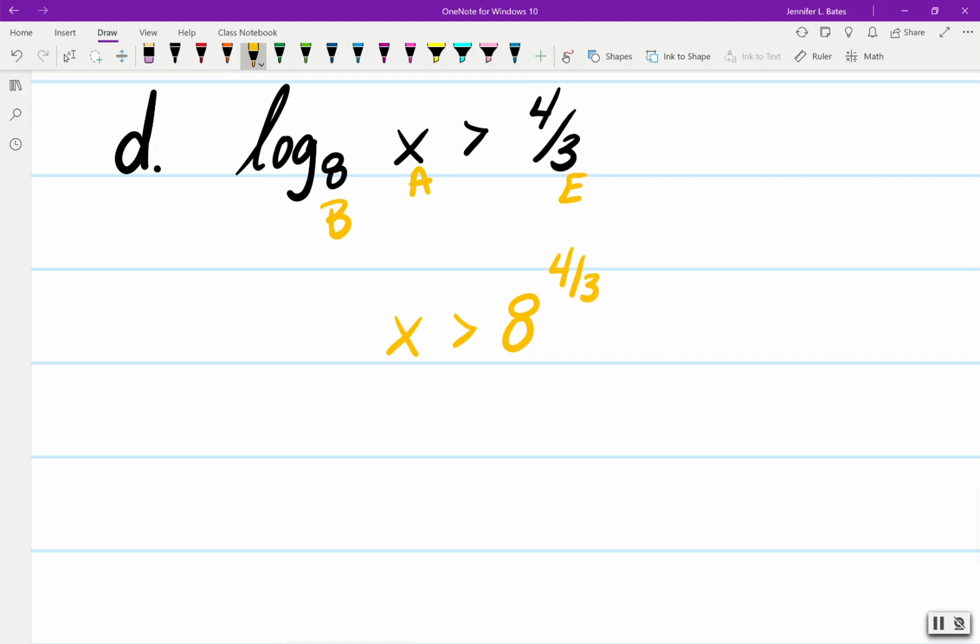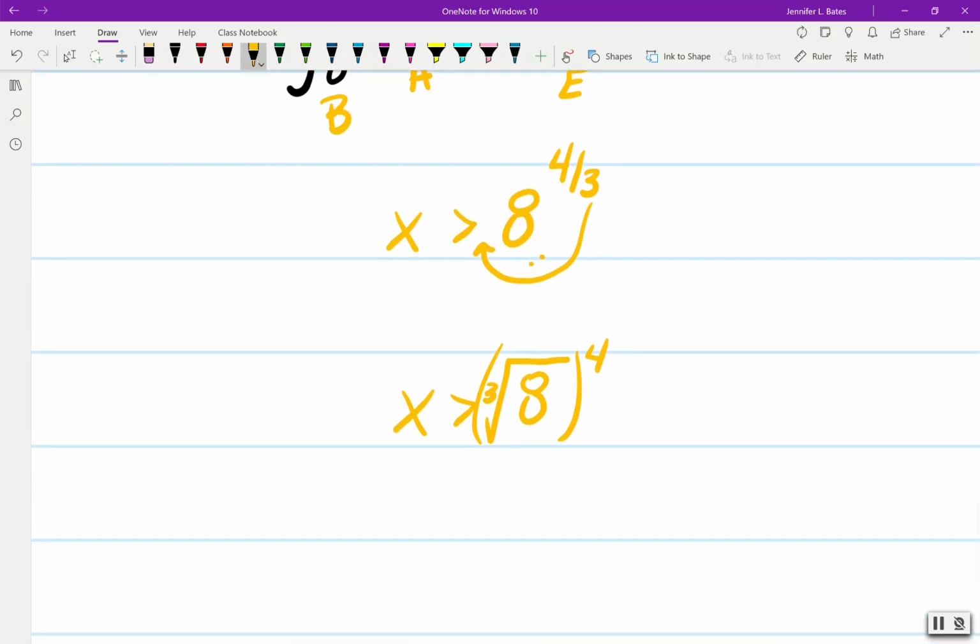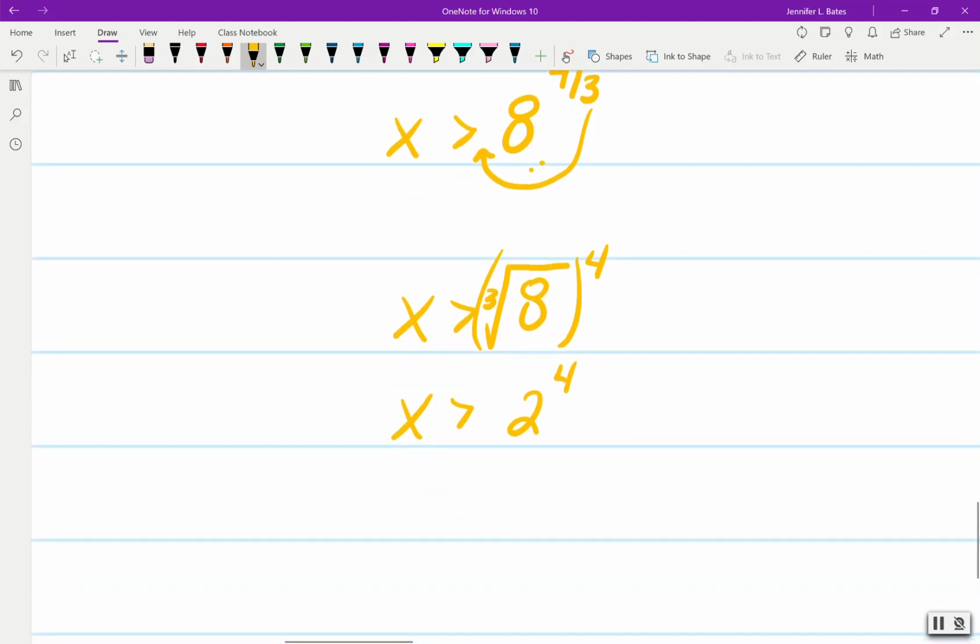I know from chapter 7, I'm not done. I can still simplify this. So I'm going to drop the 3 down and around. So this is really x is greater than the cube root of 8 to the 4th power. What is the cube root of 8? 2. Okay, and 2 to the 4th power is 16. So x is greater than 16.